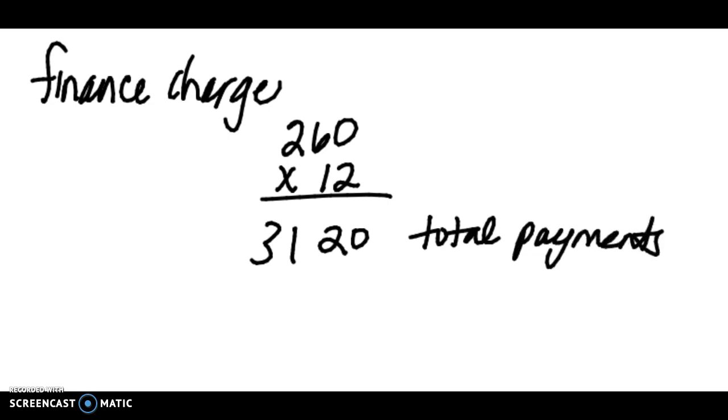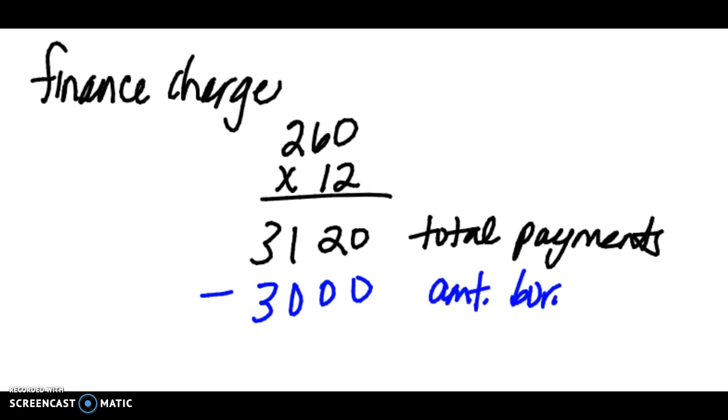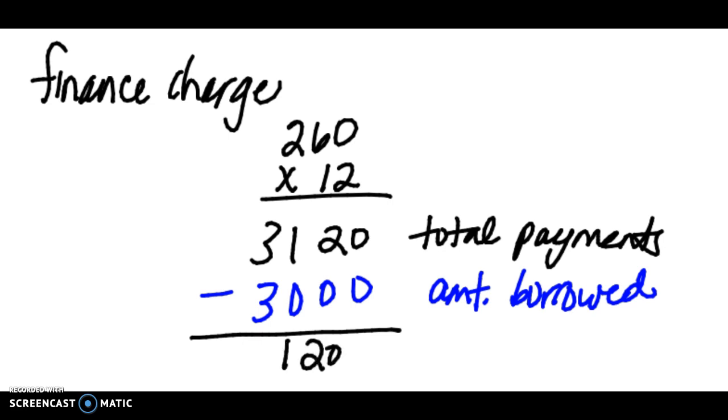And now we can subtract from this the amount that was financed. So we actually only borrowed $3,000. And the difference between these two will give us our interest, or the finance charge that we would pay, which would be $120. And that's the answer to the first part of the question.